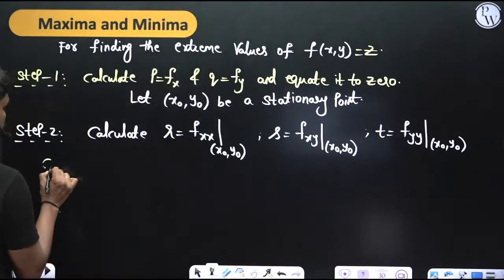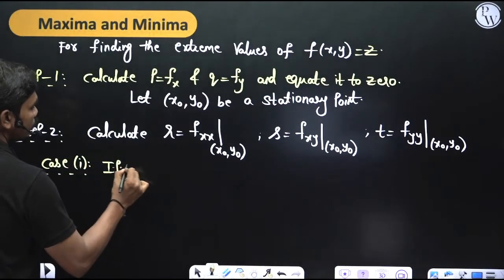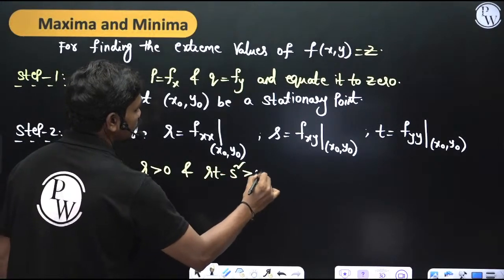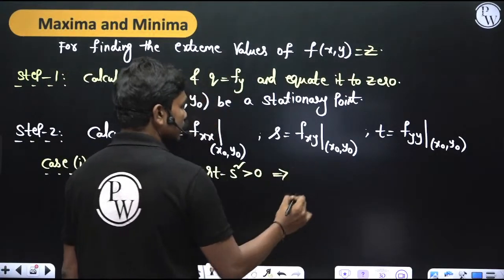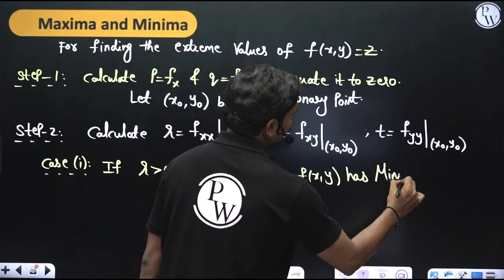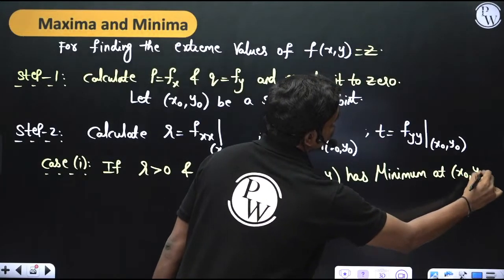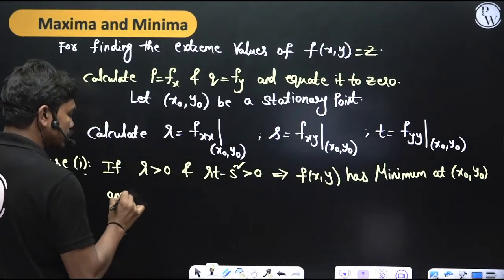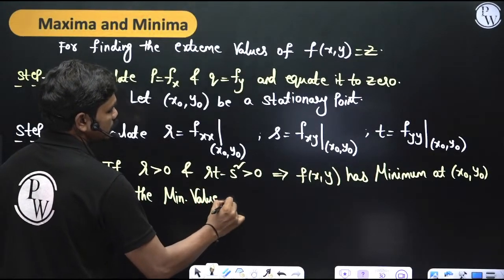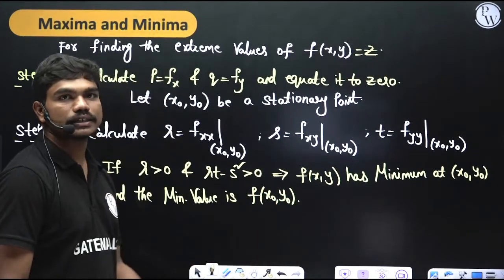So case 1, if r is positive and rt minus s square is also positive, this implies f of x comma y has a minimum at x naught y naught. This has a minimum at x naught y naught, and the minimum value is f of x naught y naught actually here.